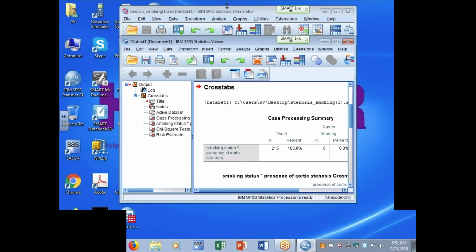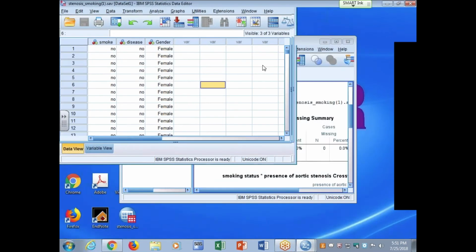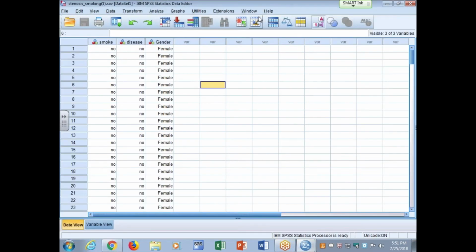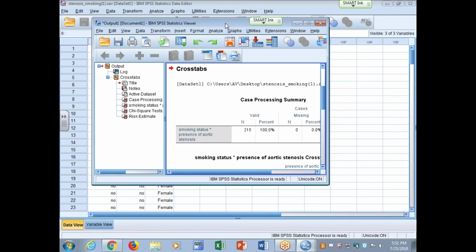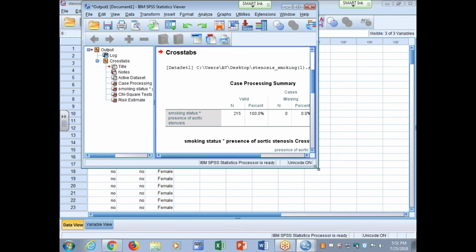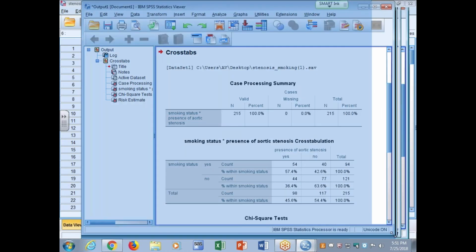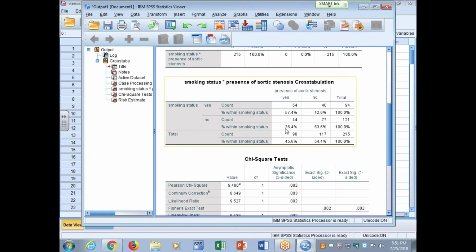Okay, and let's see what we get on our output table. Oops, let me go to window and output. Let me expand this. Okay, so here is our table. If I hadn't checked off percentages by rows, you would just see 54, 40, 44, and 17. If I had checked off expected values, you'd see the expected values for this cell right underneath it, not in a separate table, but right underneath it, and for 40 and so on and so forth.